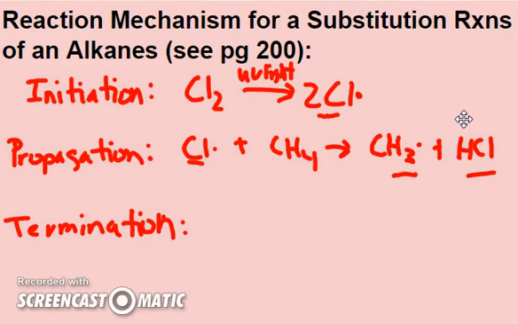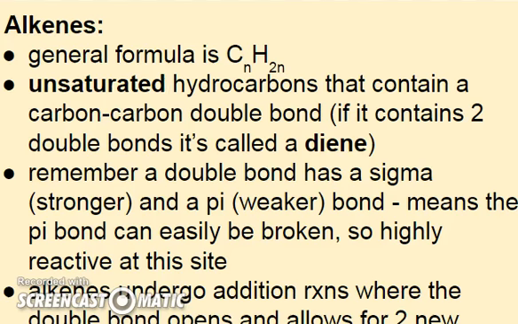go with. And then termination, the easiest one to do for termination is when two of these chlorine free radicals get back together and form a chlorine molecule, because it takes two free radicals out of the system. So initiation and termination are just the opposite. And then propagation, I think, is fairly easy to remember if you think about what's supposed to be going on in this process.